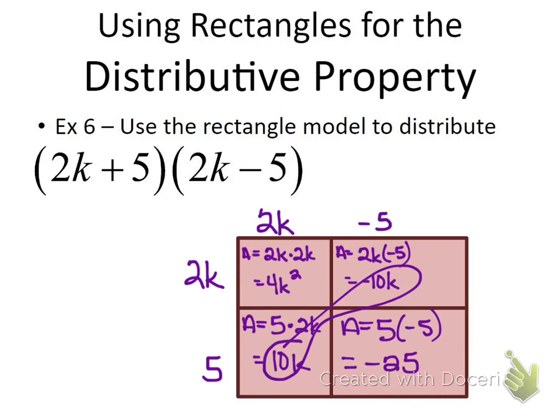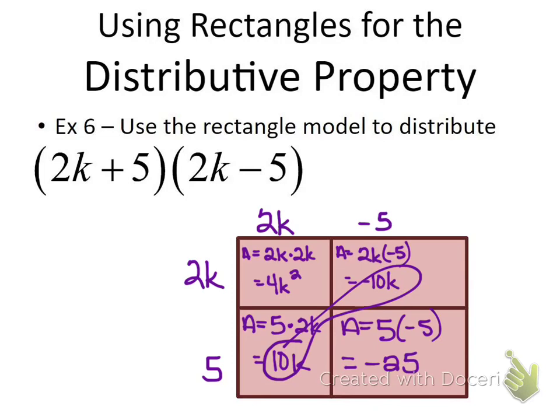So we did 2k times 2k, which equals 4k squared, because I have 2k's. 2k times negative 5 is negative 10k. Then I took my height times my length, so 5 times 2k is 10k. And then my height times my length, which is 5 times negative 5, is negative 25. So that's the area of each individual rectangle.